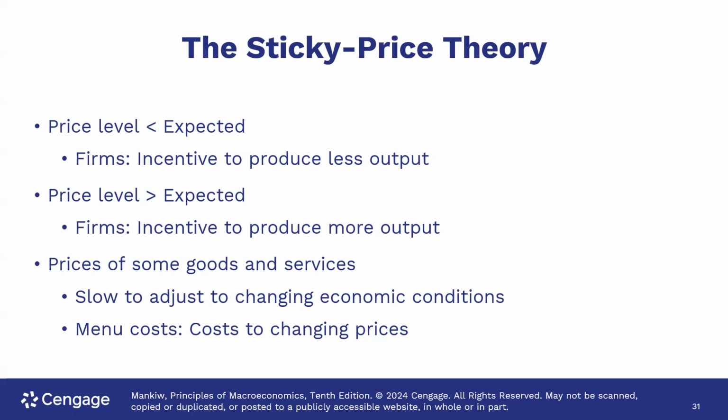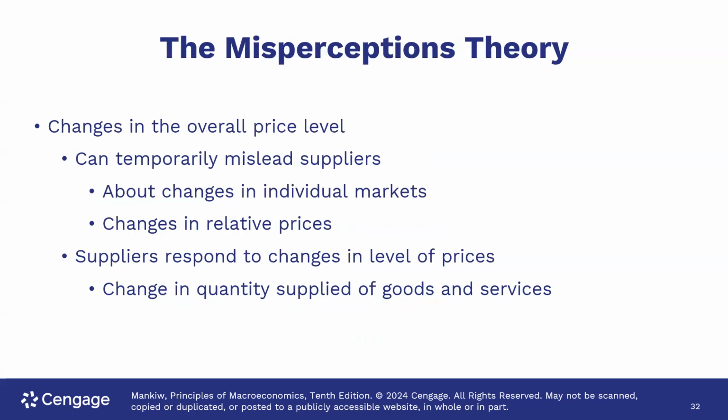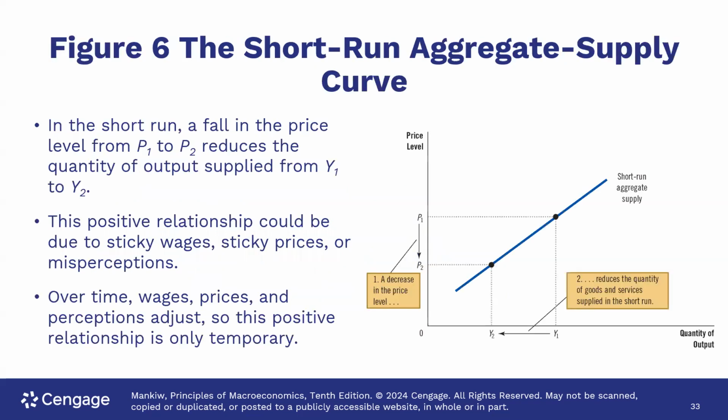So if they cannot change the price, they need to meet the demand from the production. And then lastly is a kind of misperception. All right, misperception of the supplier may lead to an increase of aggregate supply in the case of an increase in the price. Right. So all those three channels may work together to explain the short run aggregate supply curve.